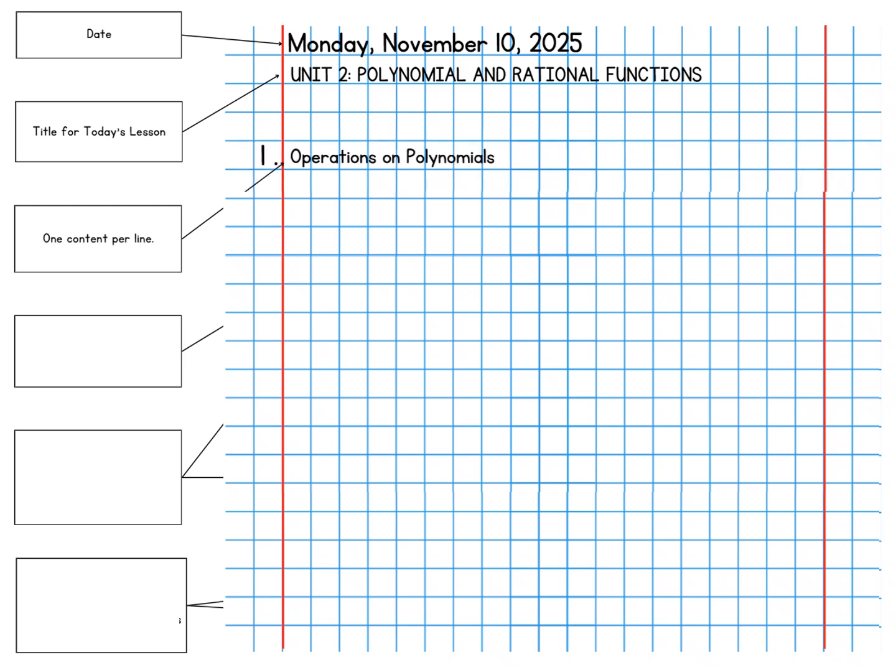Now, as you can see here, each line is going to have one content. So number 1, operations on polynomials. 2, add, subtract, multiply, and divide via long division or synthetic division. Now, why do I have number 2? Because number 1, operations, what does it mean? It is add, subtract, multiply, divide.